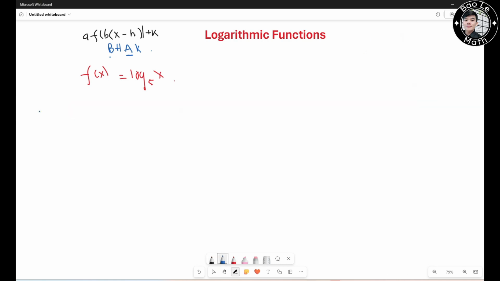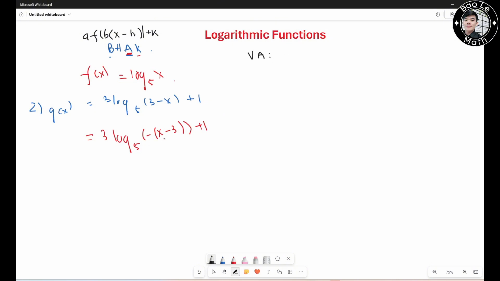Alright, so to do this one, we just rewrite this one a little bit, so it's going to be 3 log base 5. Right, so we just rewrite this one in this form right here. So I just factor negative 1 out, so I have negative of s minus 3 plus 1, right? The first thing I need to do is to find the vertical asymptote. So vertical asymptote is going to be, I just let this one equal to 0 right here. So I have 3 minus s equal to 0. So I have s equals 3.